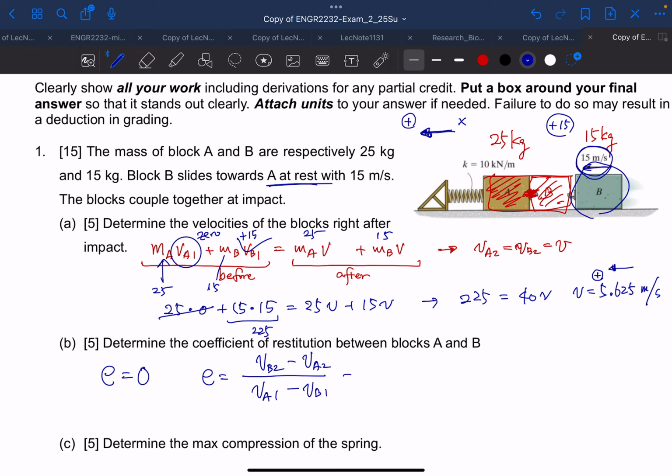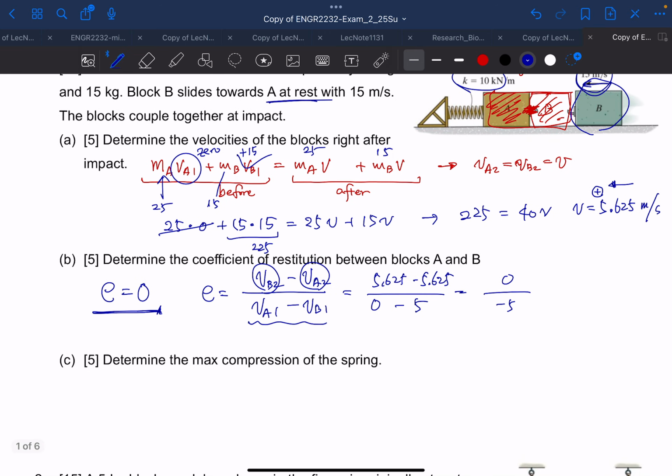And if you plug in these numbers, well, A has a velocity of 0 and B has a velocity of 15, and these two have the same velocity, so it's 5.625 minus 5.625. So it's 0 over minus 15. Okay, so it's pretty straightforward if you knew the concept here. Okay, and then let's move on here.